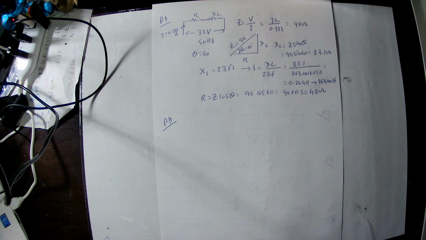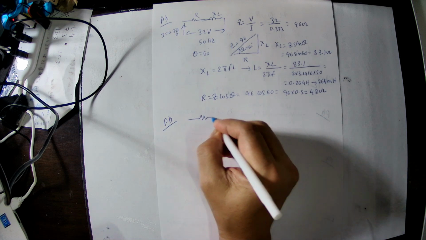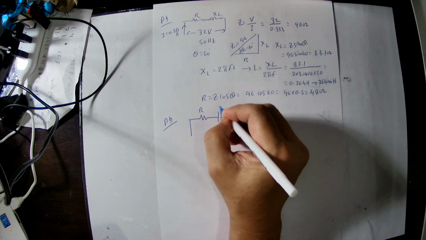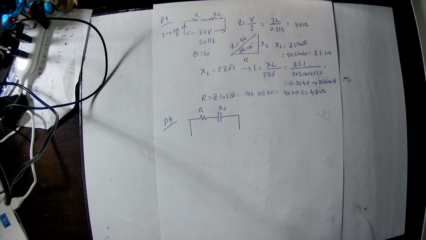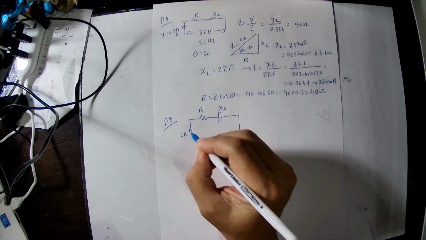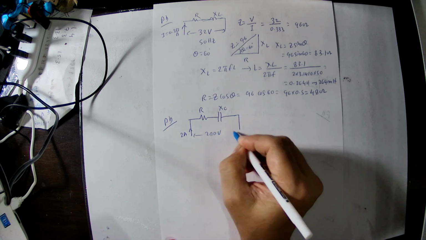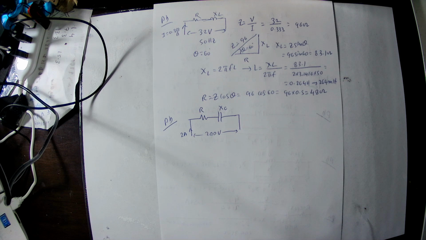When connected to a 200 volt, 400 hertz supply, an RC series circuit draws 2 ampere. The circuit phase angle is 45 degree. We need to find out the circuit resistance and capacitance. So in this case, this is the RC series circuit, resistor and capacitor connected in series. This is resistor, this is capacitor. The current flowing is 2 ampere. We connect the circuit to a 200 volt supply, and the supply frequency is 400 hertz.